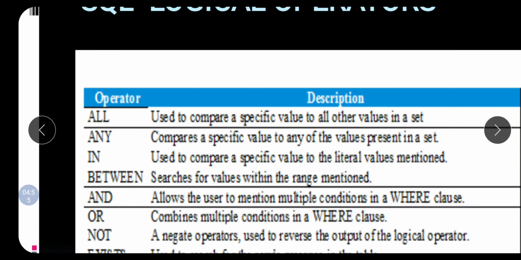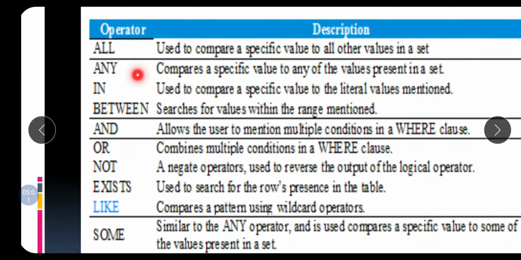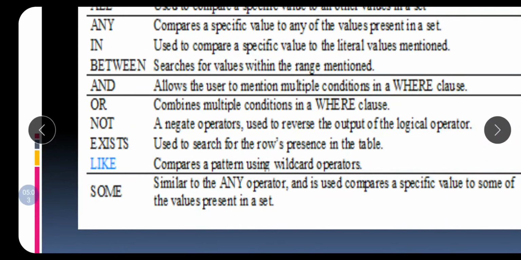AND allows the user to mention multiple conditions in a where clause. OR combines multiple conditions in a where clause. NOT, a negate operator, is used to reverse the output of the logical operator. EXISTS is used to search for the rows present in the table. The LIKE operator compares a pattern using wildcard operators.